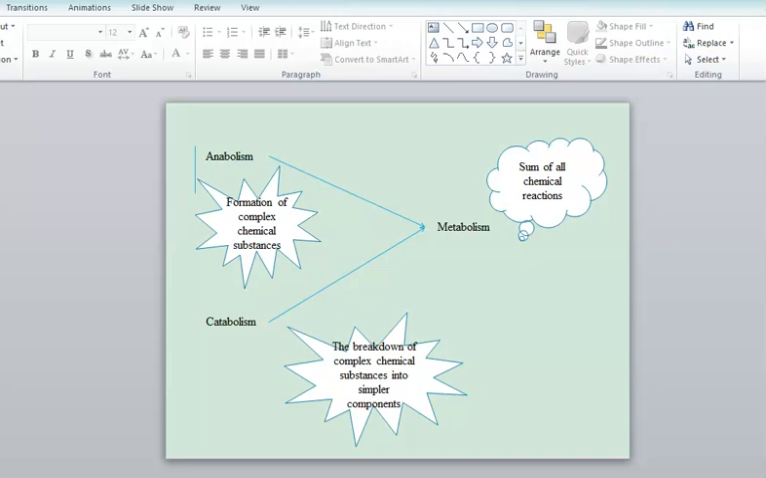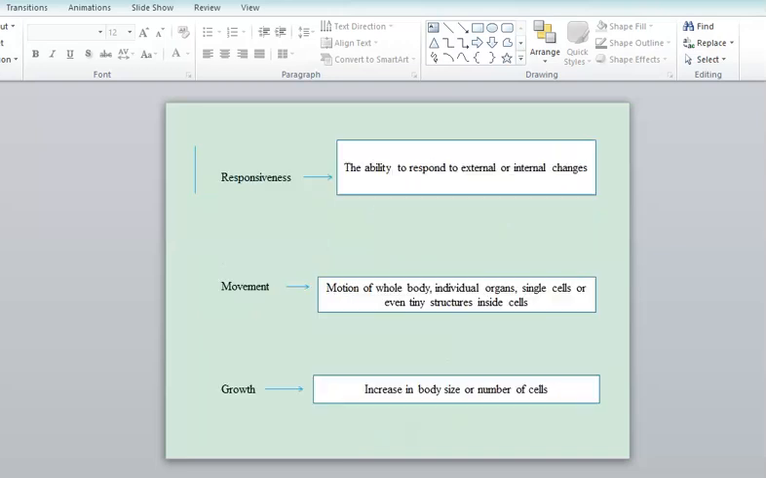Then next is responsiveness. What is responsiveness? Another important feature of a living organism is that we can respond to external or internal changes. When someone touches you, you are able to understand that somebody is touching me. That is responsiveness. Only living organisms can respond to it.